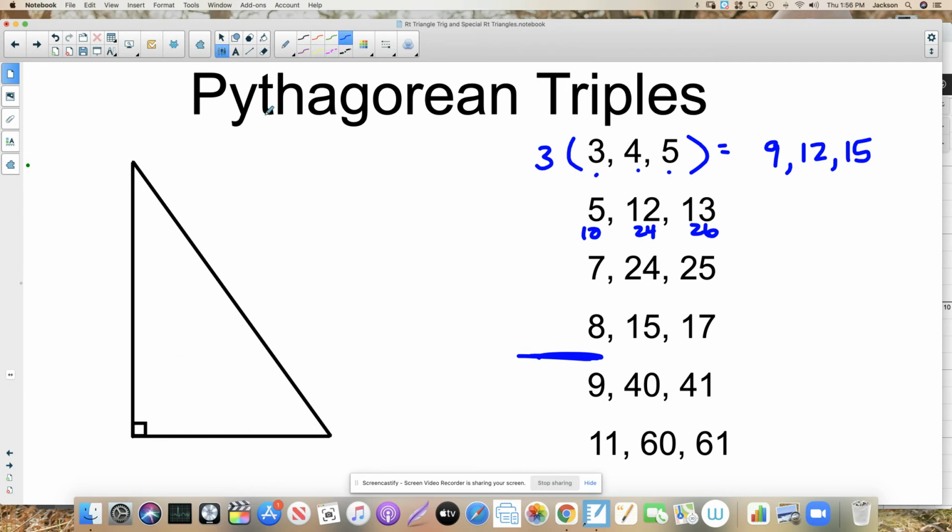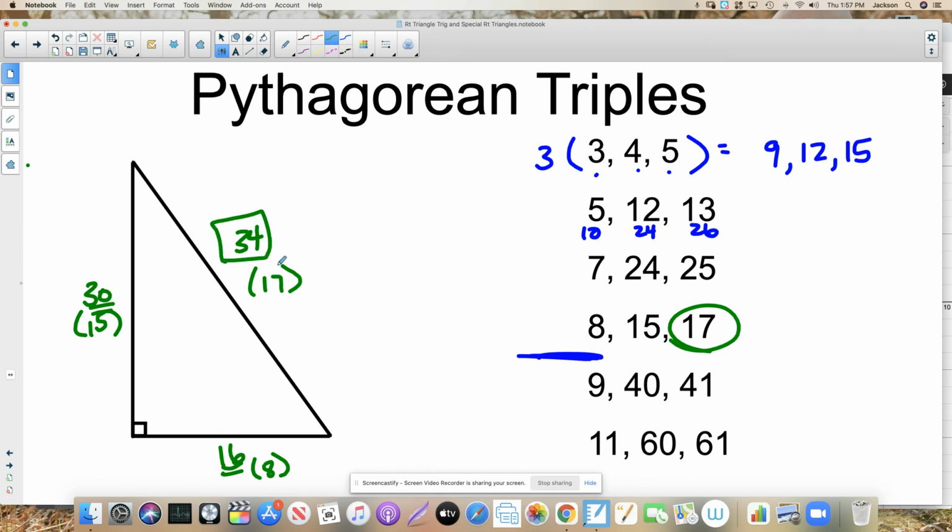So if you're confronted with a problem where, let's say, this is 30 and this is 16, if you recognize that these can be reduced to 15 and 8, right? If we divide both of those by 2, the triple here is 8, 15, 17. Keep in mind that the longest of the three numbers, or the biggest of the three numbers, has to be the hypotenuse. And if 8, 15, 17 is the triple, but this one's listed as 16 and 30, double that number, and we would know that the hypotenuse has to be 34.